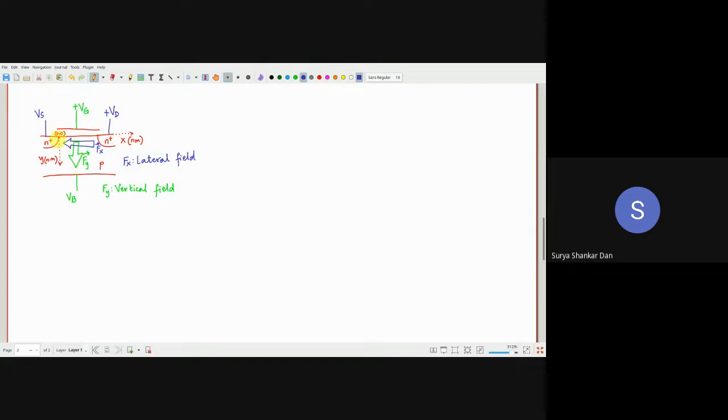Device is large means this point and this point are very far off from each other, meaning the channel length is very high. We are speaking about the 350 nanometer technology node. Whatever we are designing right now is not for scaled devices, not for 45 nanometer, or even lower, 7 nanometer, 5 nanometer technology nodes.